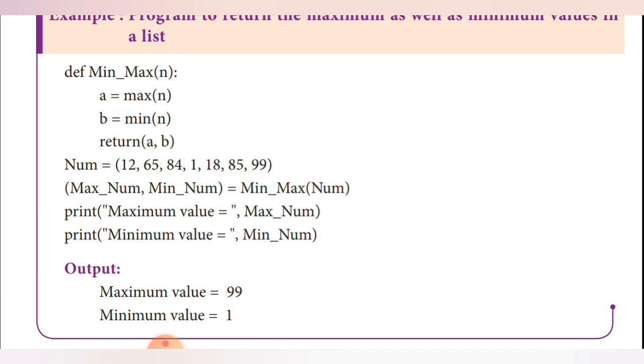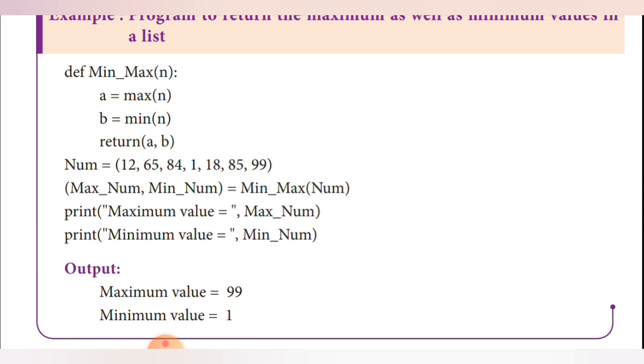max_num, min_num, these are the two variable names, is equal to min_max(num). Here we are calling the function min_max, passing the tuple to the function. After the evaluation of this function, the minimum and the maximum value are returned to this statement and stored. max_num gets the maximum value and min_num stores the minimum value of the tuple.